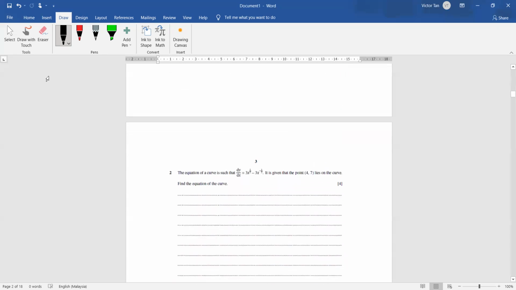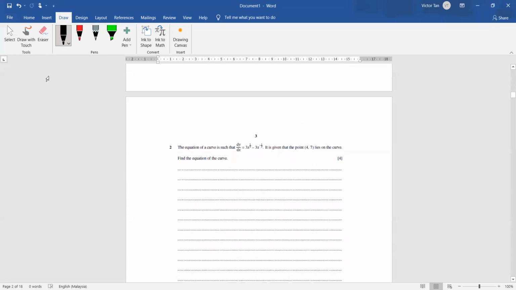Let's go to the next question. The equation of a curve is such that dy/dx equals 3x to the power half minus 3x to the power minus half. It's given that the point (4, 7) lies on the curve. Find the equation of the curve. You can say that this is a differential equation, so you need to integrate to find the curve. Integrate 3x to the power half minus 3x to the power minus half.